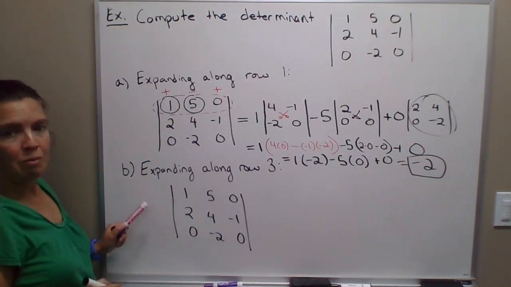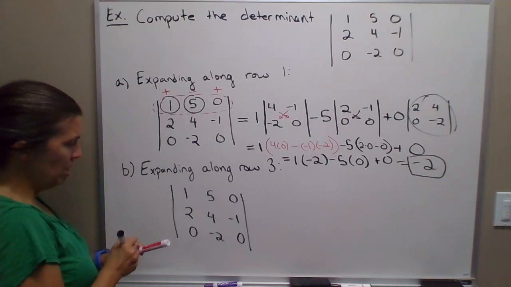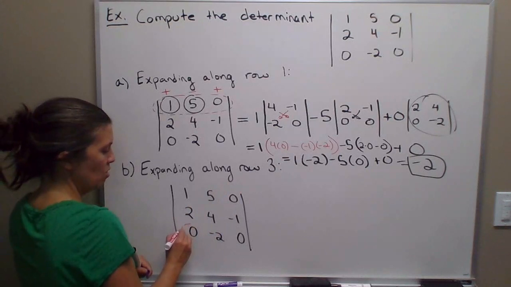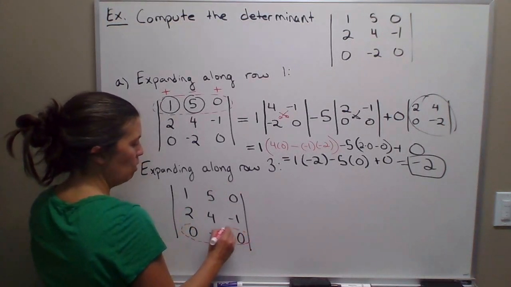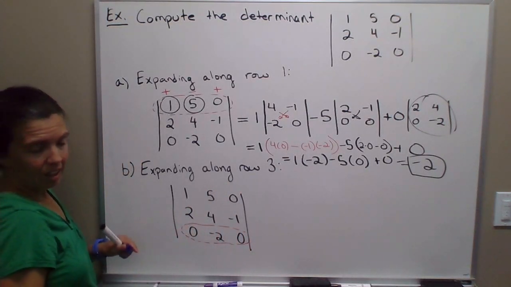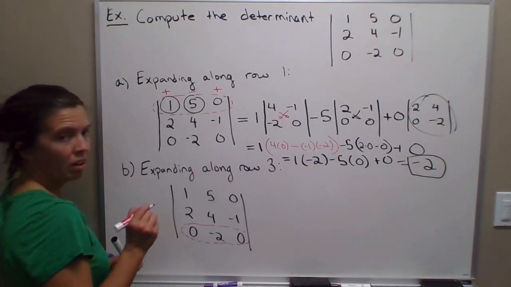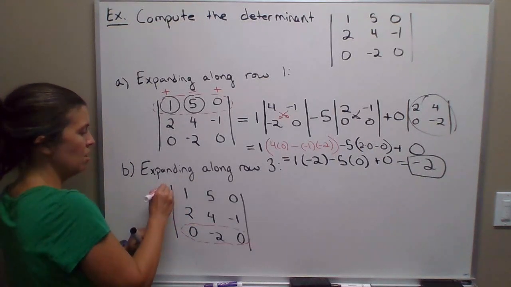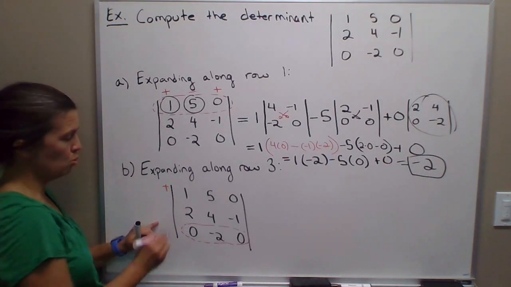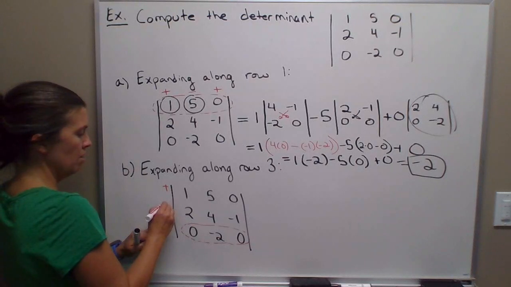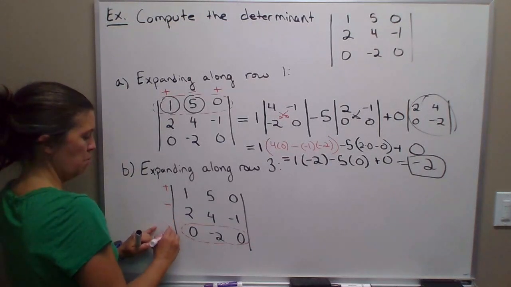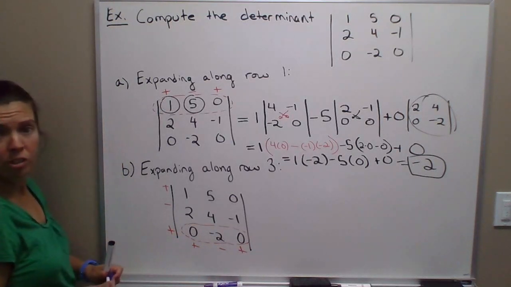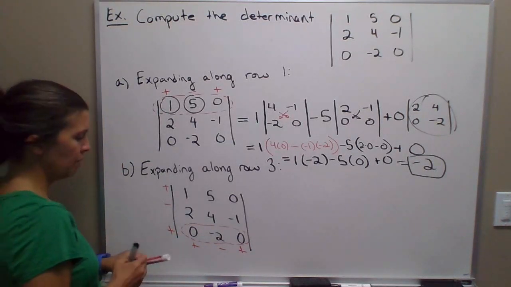Now, we should get the same answer no matter which row or column we expand along. So in this example, I'm asking you to expand now along row 3. Again, we should get the same result. Begin by noting your alternating signs, starting with a positive in the top left corner and alternating from there. So this will be a positive down here. Along this row, it's going to be plus, minus, plus. That's our alternating signs that we need to apply.